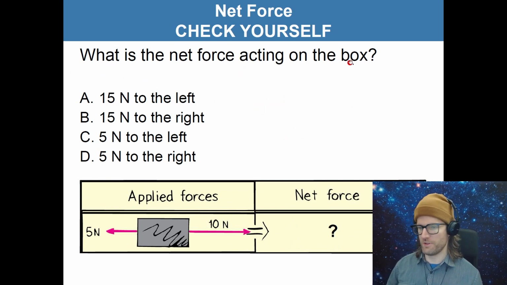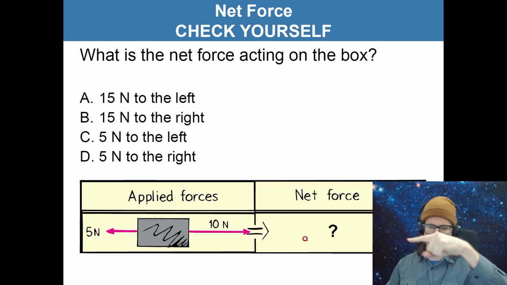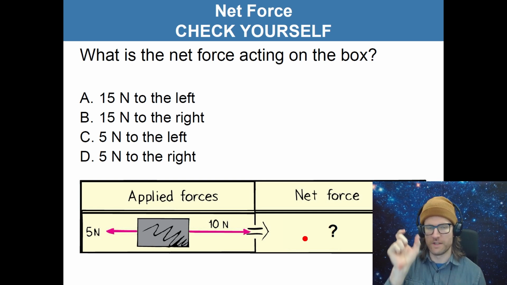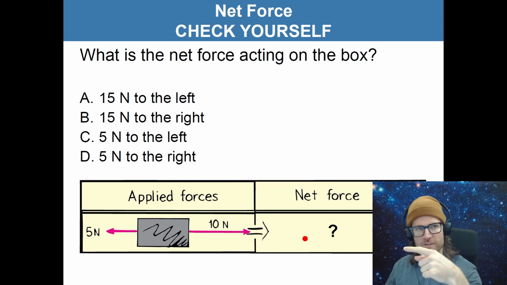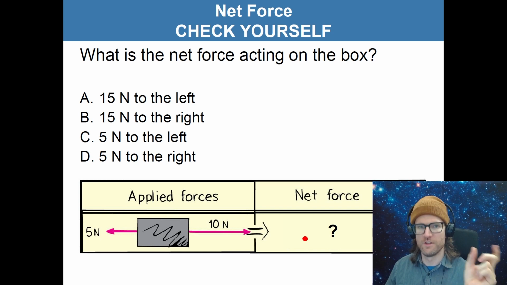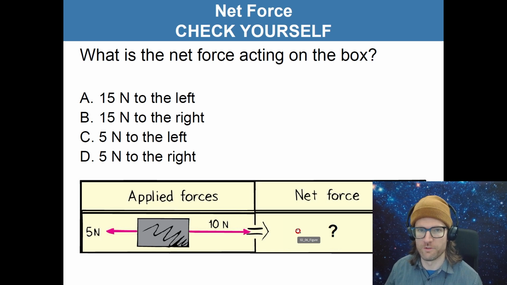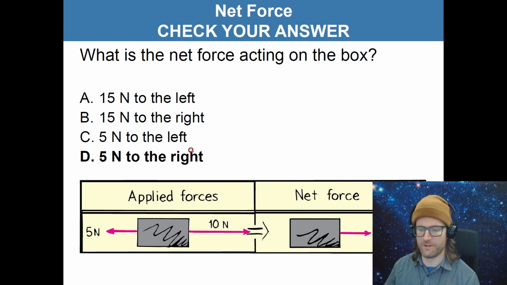Okay, what is the net force acting on the box? So 10 newtons to the right, 5 newtons to the left. So net force is going to be, well, there's 10 newtons to the right, 5 newtons to the left. 5 newtons of the force going right will be canceled by the 5 newtons of the force going to the left. So overall, that would be a 5 newton force to the right. So I think that's answer D. Okay, good. And there's the picture.